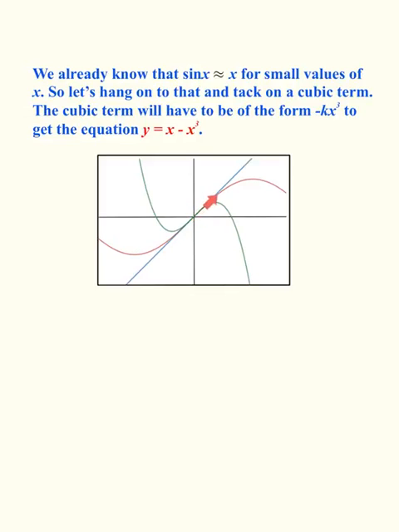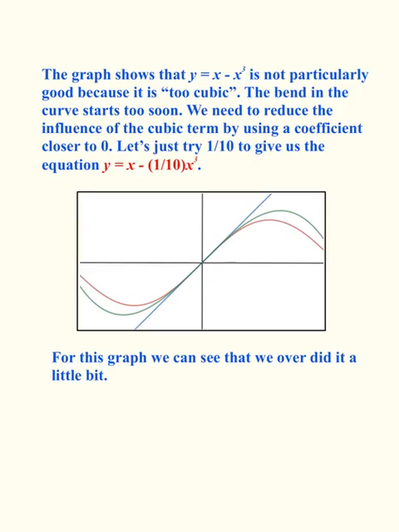If we look at this cubic, it starts bending too soon. We need it to hug this sine curve for a longer period of time. See right here, this line is actually a better approximation. So we need this curve to hang on to the sine function for a little bit longer. The graph shows that y equals x minus x cubed is not particularly good because it is too cubic. The bend in the curve starts a little bit too soon.